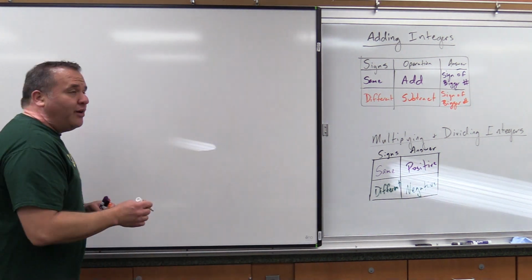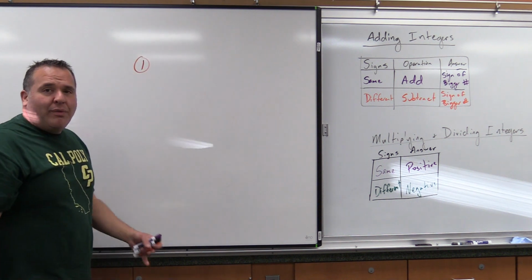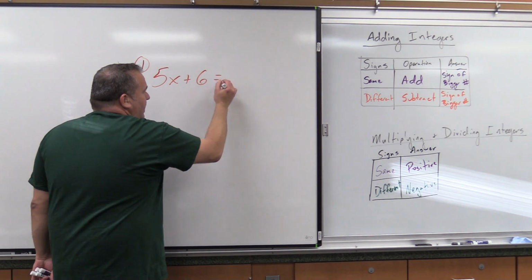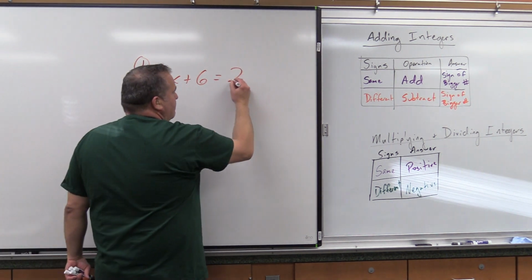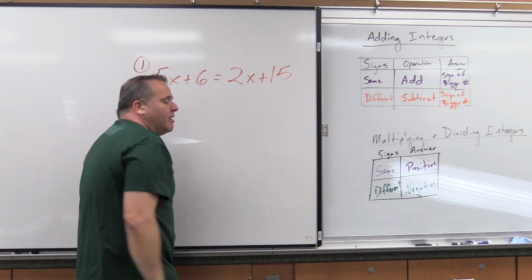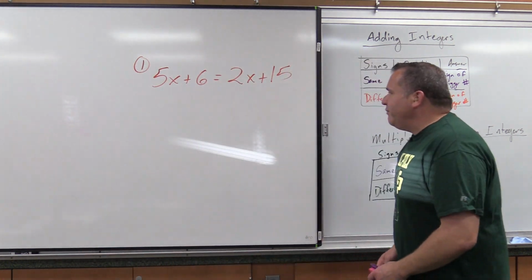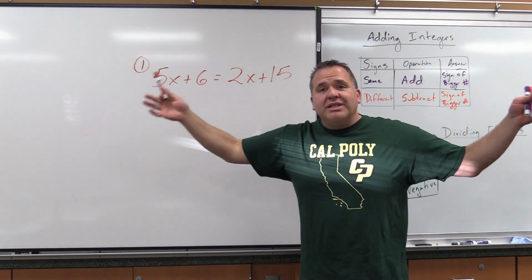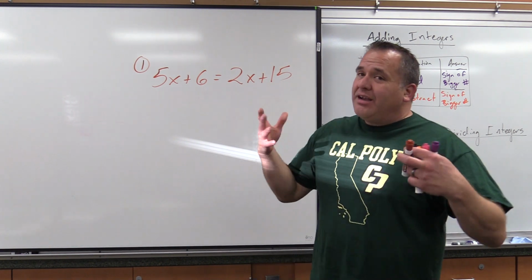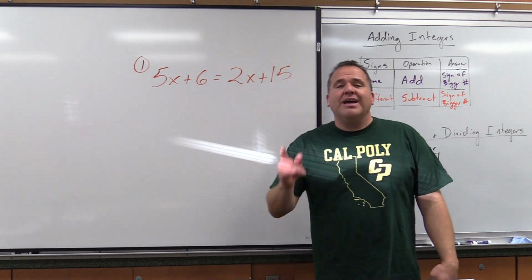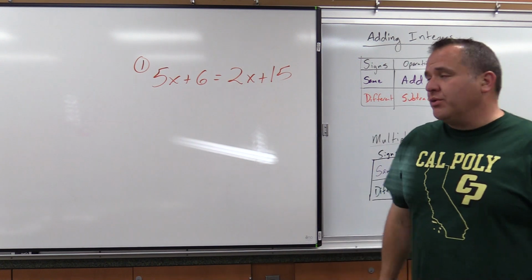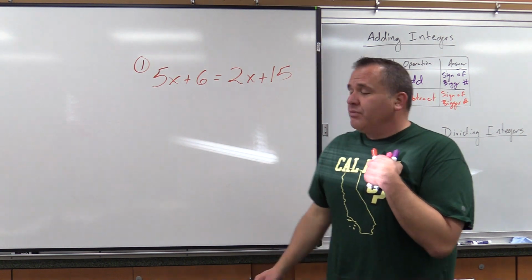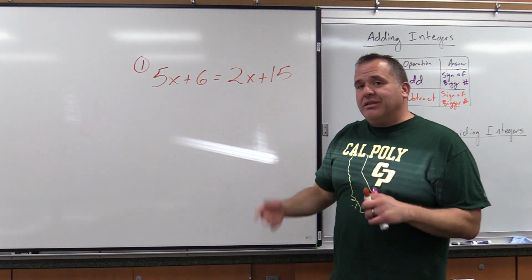Let's take a look at the first problem, number 1. What we've got here is 5x plus 6 equals 2x plus 15. If we look at this problem, we can see that we have a variable here and a variable here, on both sides of the equation. So it's going to take a couple different steps. The first thing we want to do is make sure that if you have any minus signs, I recommend at least changing them. But we don't have any minus signs here, so there's nothing to change.